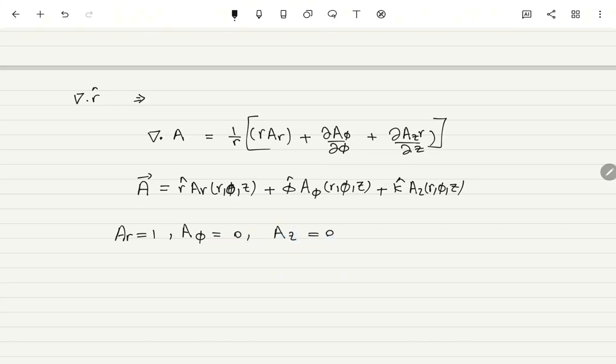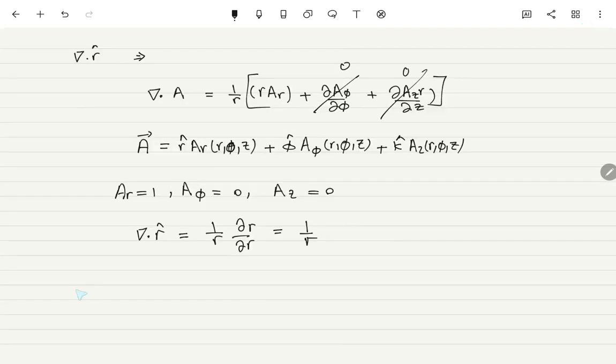So from the divergence definition right here, A_phi is 0 and A_z is 0. So we end up with divergence of r hat equal to 1 over r, partial r, of r times A_r, and remember it's 1. So the answer will be 1 over r.